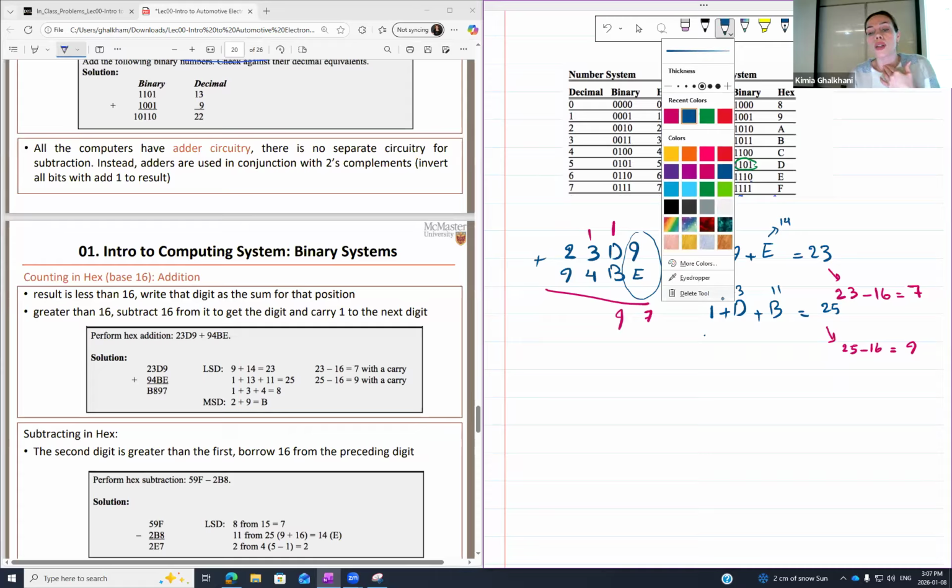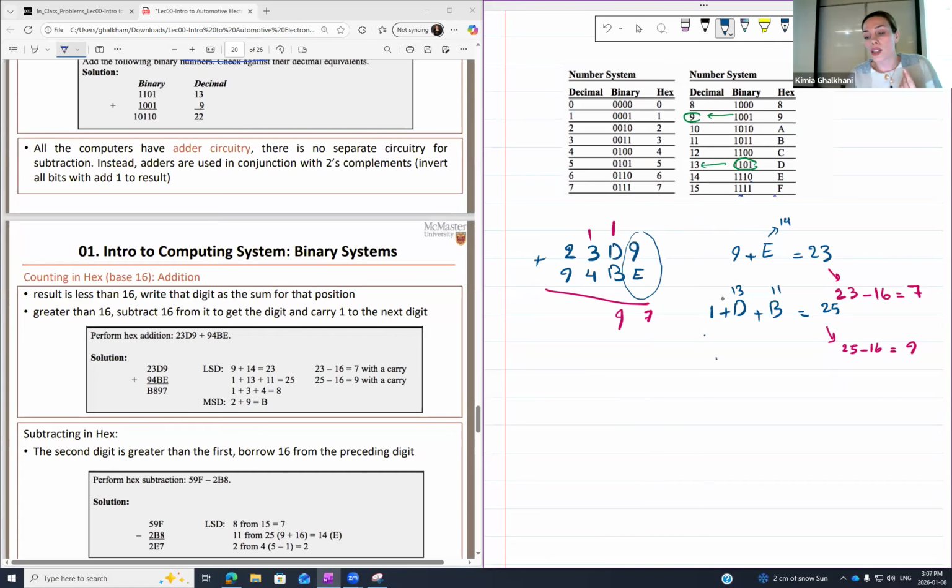Now I have 1, 3. This is easy. Then I just add 1, 3, 4. It becomes 8. I don't have a carry for this because it is less than 16. So I can simply put the same number 8 in here with no carry.